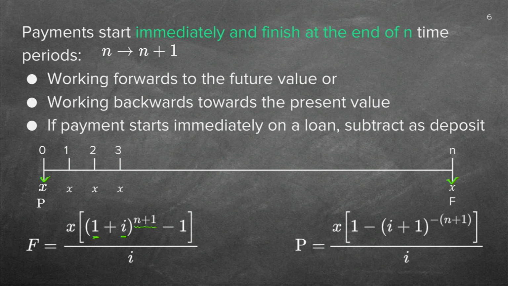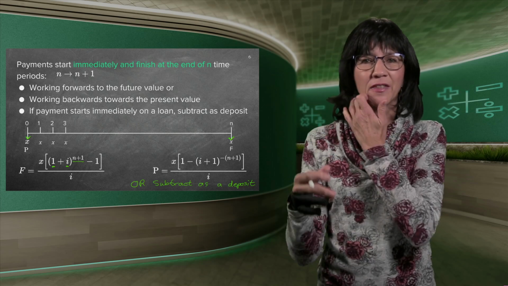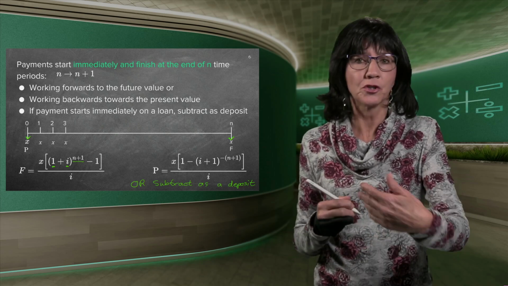If you start paying immediately, you can deduct that as a deposit. You remember in grade 11 you did deposits? So I'm just going to write here, subtract as a deposit. Either you can do the same with the P formula, just add a little one. Just remember, if you do that, that n plus 1 is in a bracket because there's a minus right in front of it. So I think actually the easier way, if you start paying immediately on a loan, is to treat it like a deposit. You know what a deposit is.